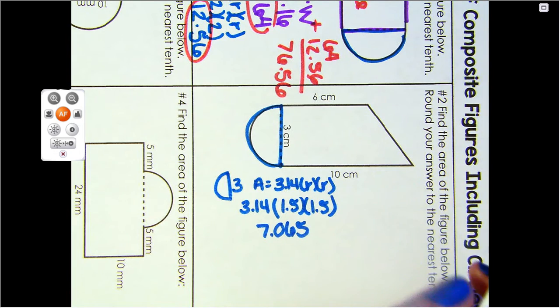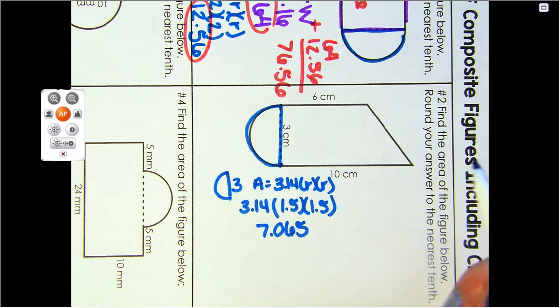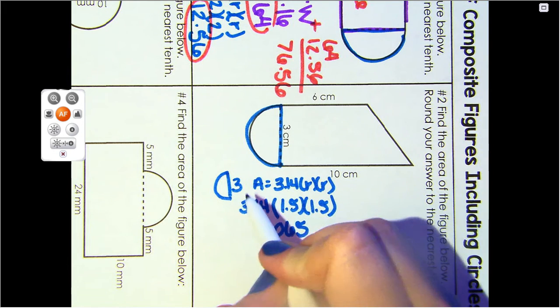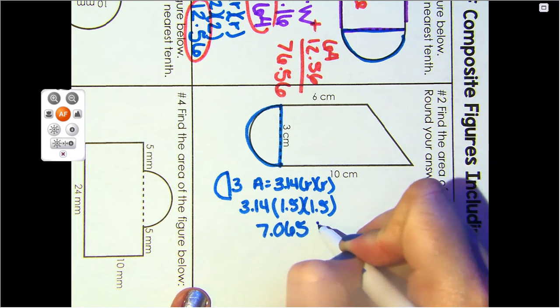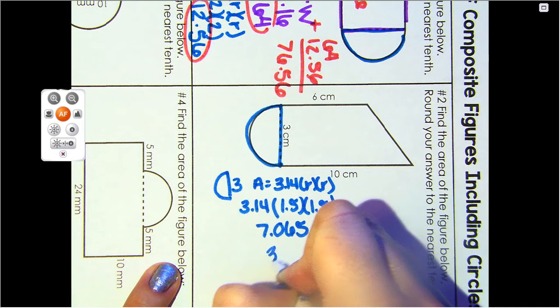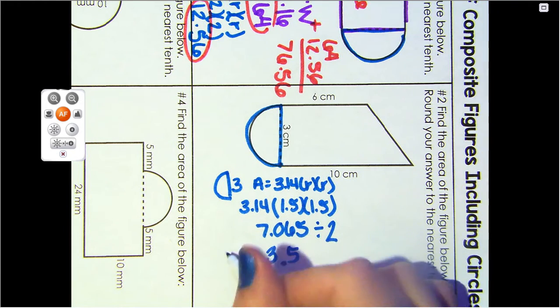And then also please notice that there's not another half circle to make this a complete full circle. Now this is the total area of a circle, but only half of the circle was located in this picture. So we need to cut that number in half or divide it by 2, and that rounds to 3.5. It's really 3.5325, but we're going to round it as 3.5.